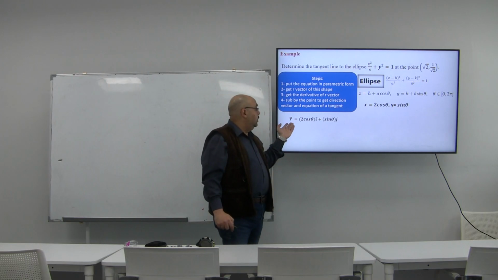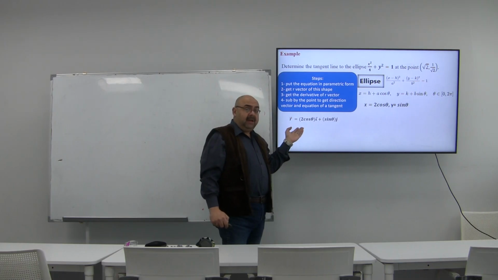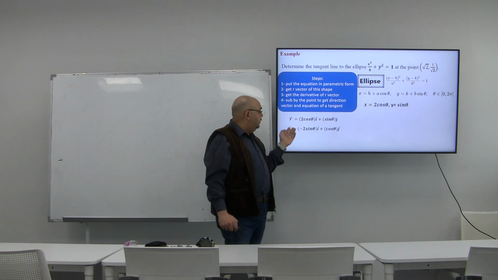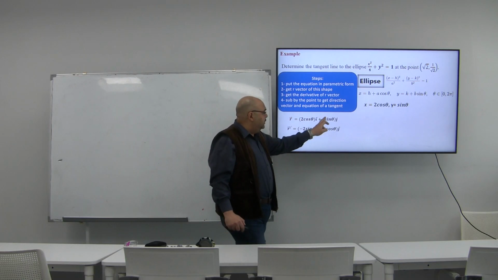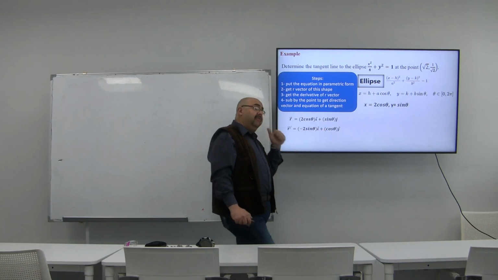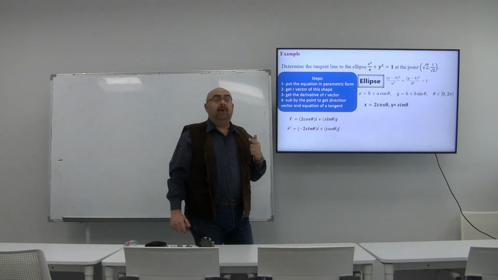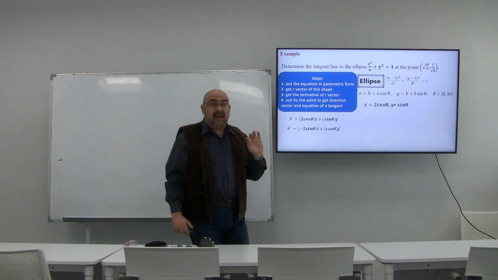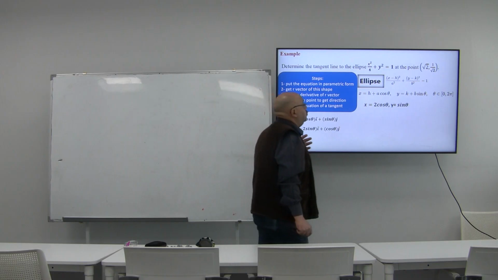So this is r. Getting r, we now can get the value of r dash, which is the derivative of r, which is simply going to be negative 2 sine theta and cosine theta. Now I have r and I have r dash. I will need to find theta, which corresponds to the point that we have.